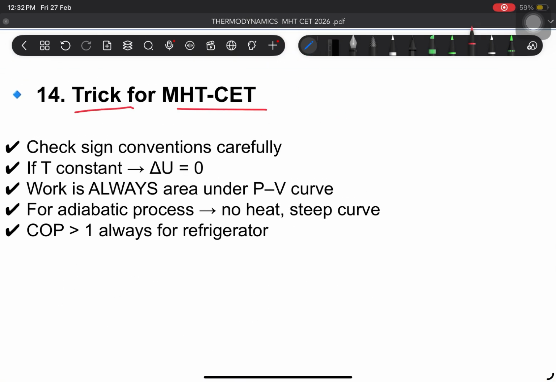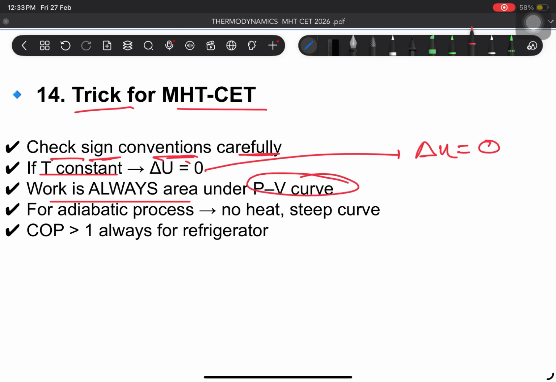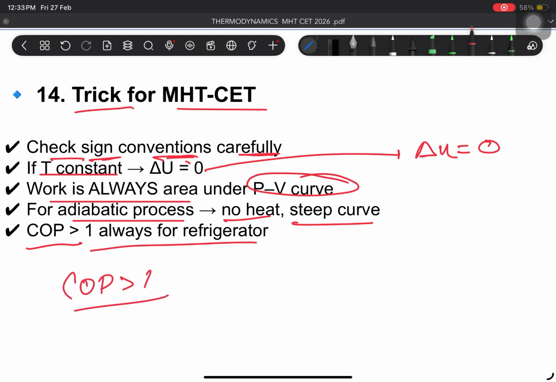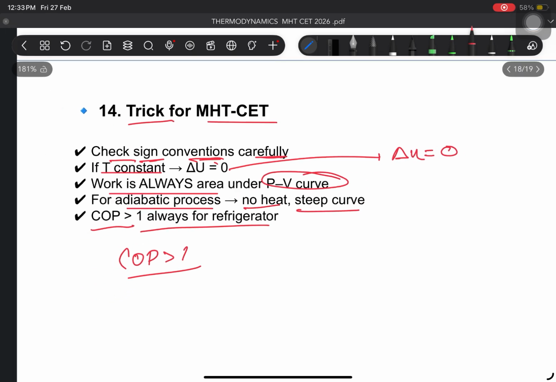An entry for MHT-CET: check sign convention carefully. If T is constant, delta U equals 0. Work is always the area under the PV curve. For an adiabatic process, there is no heat exchange, a steeper curve. The coefficient of performance for a refrigerator is always greater than 1.